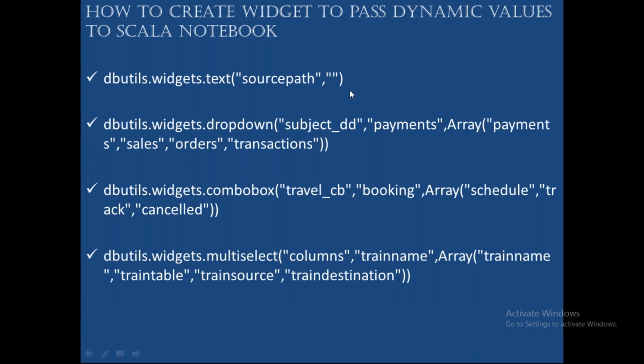It is not much. And one more thing that you need to understand here, when you are creating these widgets in Scala: in Python, we have a list to pass multiple values. But in Scala, if you want to pass the values, we have an array. So there we call it a list, here we call it an array. So you need to use the array, and you need to say payment, sales, orders, transactions, something.